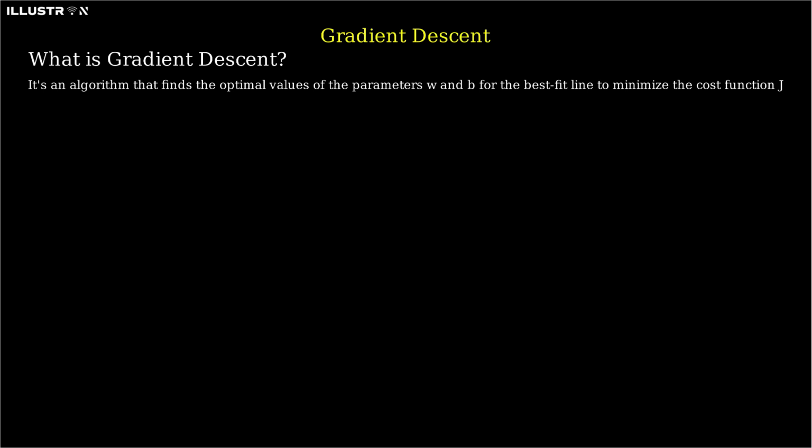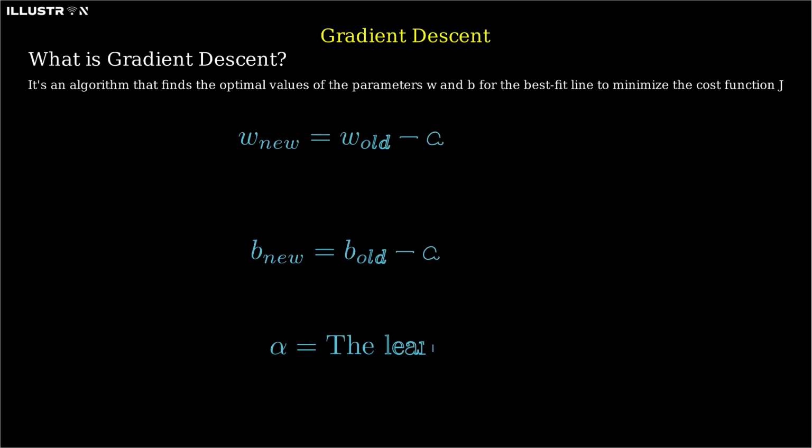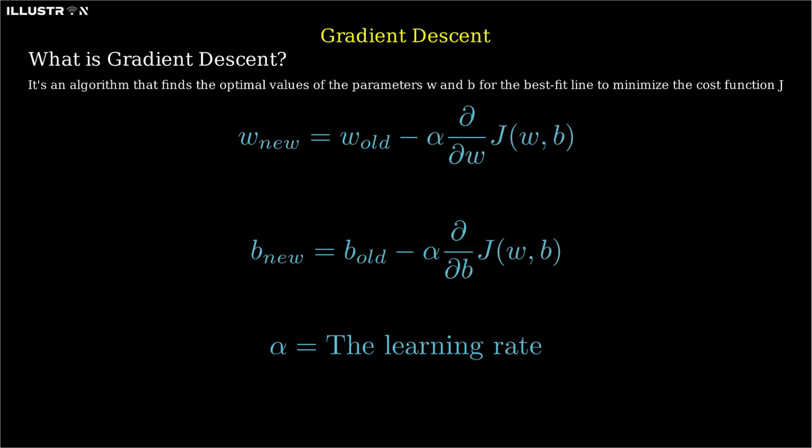In our case, we'll use the derivative of the cost function with respect to the weights, W and B. Let's explore the mathematical representation of the gradient descent. We have two updating rules. One for updating W and the other is for updating B. W new represents the new weight value after the update. W old represents the current weight value. Alpha is the learning rate, a parameter that controls the step size the model takes.